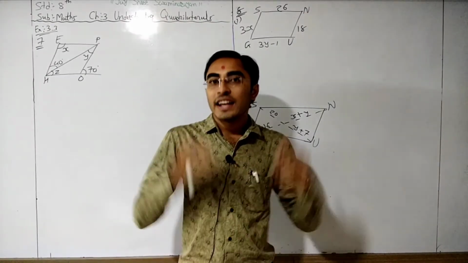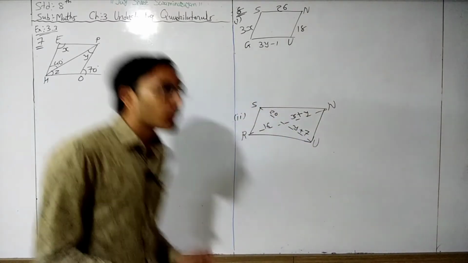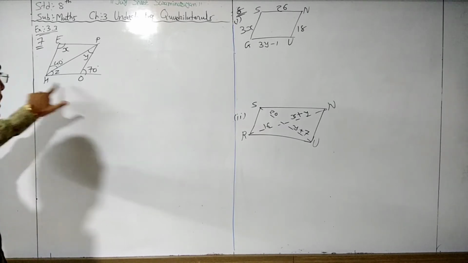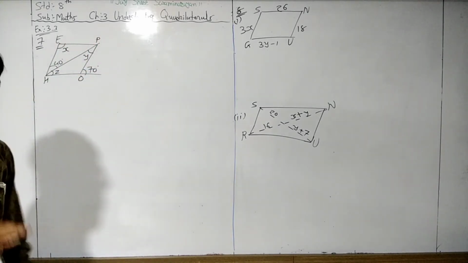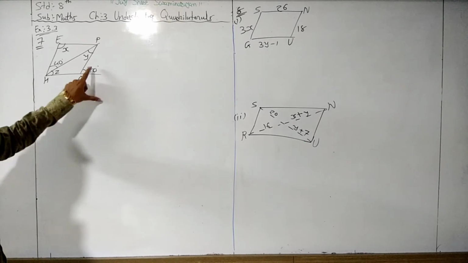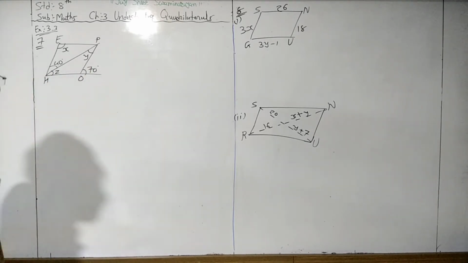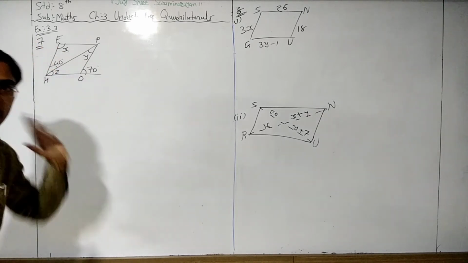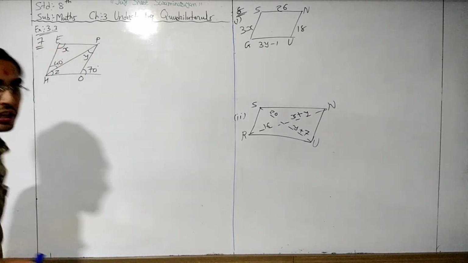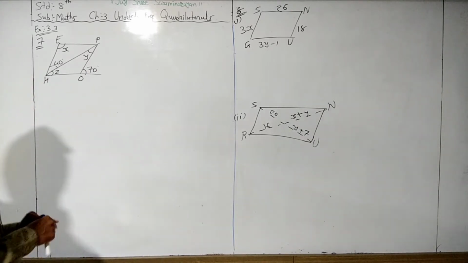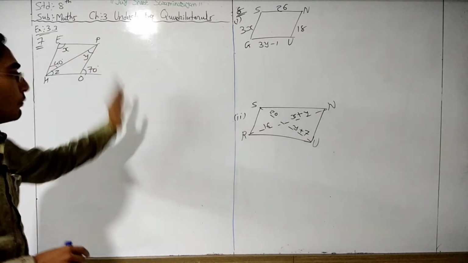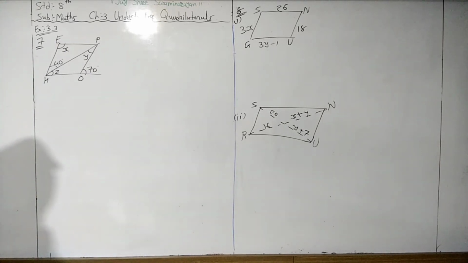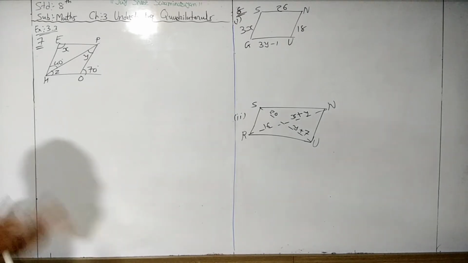Okay. Then next is question number 7. Here one figure is given to you. Quadrilateral HOPE. It is a parallelogram. Here one angle is 70 degrees, one angle is 40 degrees. We need to find the value of x, y and z. Okay. HOPE is a parallelogram. We need to find the value of x, value of y and value of z. So how can we find the value of x, y and z?